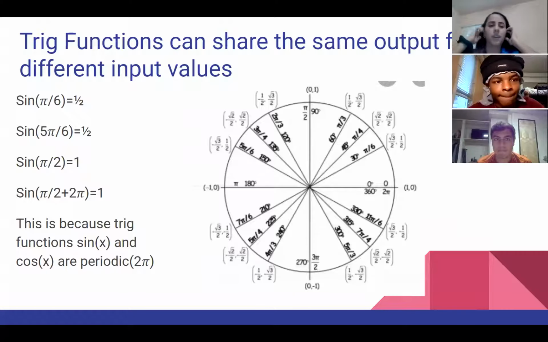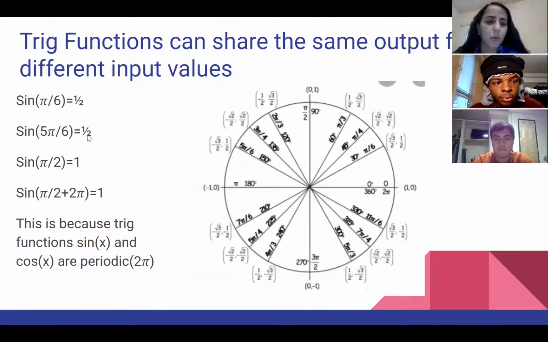Okay, so something important is that trig functions can share the same output for different input values. That means sine of pi over 6 will be 1/2. We can see that by looking at the unit circle. But we can also see that sine of 5 pi over 6 equals 1/2 as well.